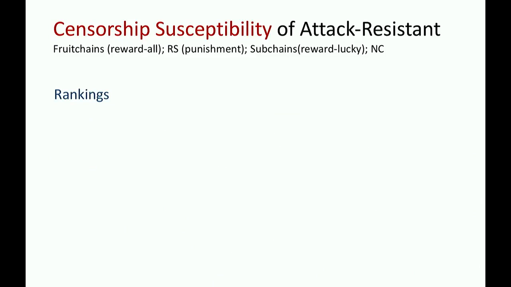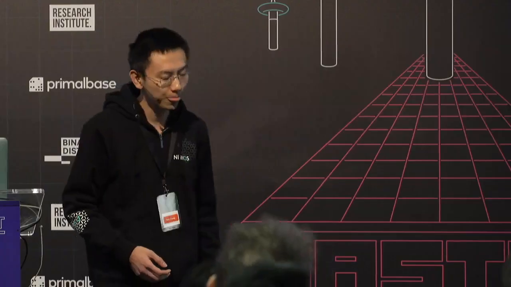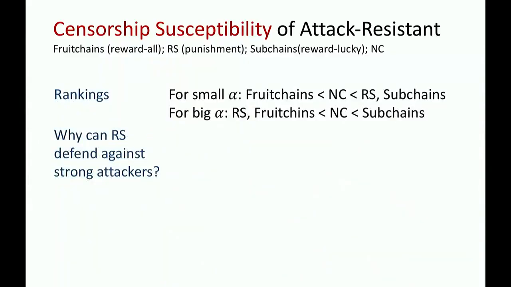For censorship resistance, we compute all the numbers and the rankings are as follows. For small alpha, fruit chains is the best, and then Nakamoto consensus, and then reward splitting protocol and subchains. But for big alpha, reward splitting protocol becomes the best, and then fruit chains, Nakamoto consensus, and subchains. The intuition is fairly straightforward. For fruit chains, if you want to invalidate other miners' block reward, it is a lot harder than in other protocols because they get rewards in multiple conditions, even if you orphan their blocks. But why does the reward splitting protocol become better than fruit chains when alpha is large enough?